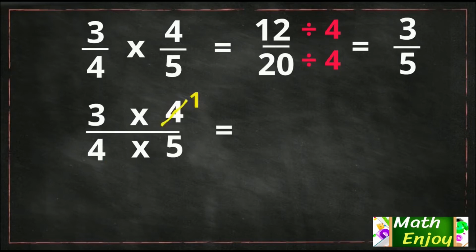4 divided by 4 is 1. Here also 4 divided by 4 is 1. Then we can multiply the remaining numbers. 3 times 1 is 3. 1 times 5 is 5. Answer is 3 over 5. First we can do division, then we can do multiplication. In that way also we can simplify.